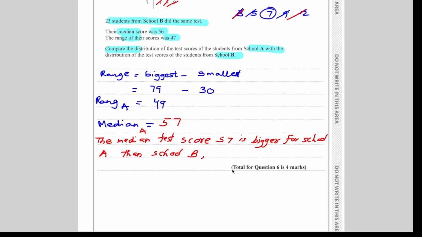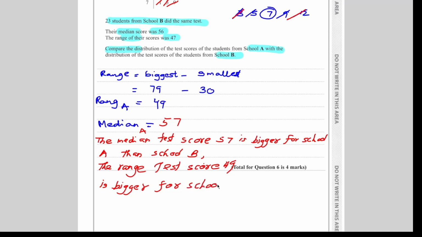and the range, the range test score 49 is bigger for school A than school B. So this is your comparison.